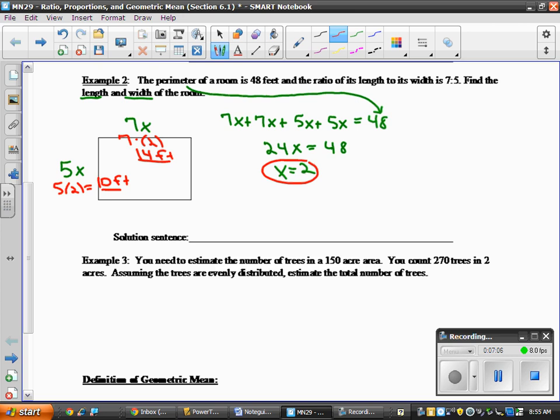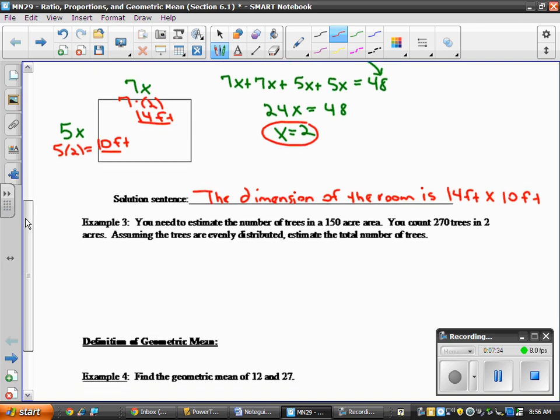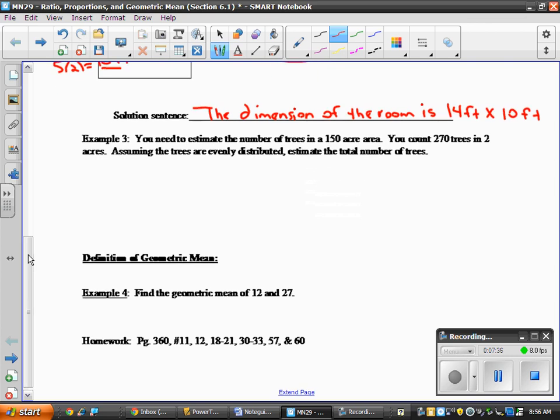So the solution sentence should be something like the dimension of the room is 14 feet by 10 feet. Okay, so that's just giving you another example of what we had done in example 1. And notice key to that though really is making sure you draw your diagram.